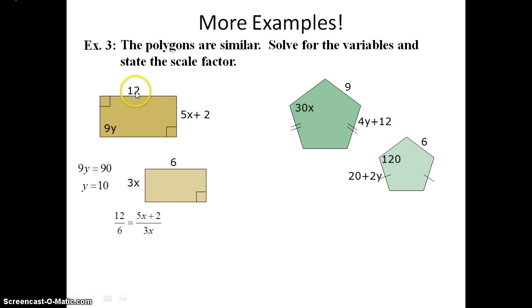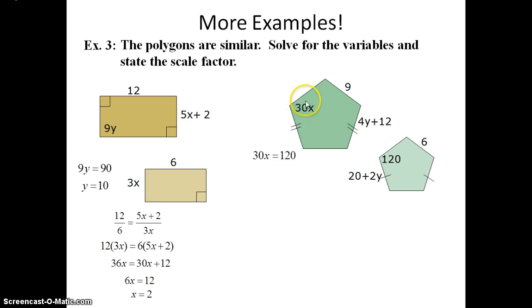Then we're setting up our proportion that we just talked about. 12 over 6 is equal to 5x plus 2 over 3x. You cross multiply. You're going to get 36x is equal to 30x plus 12. We get our x's on the same side, so you get 6x is equal to 12, and then you'll get x is equal to 2.